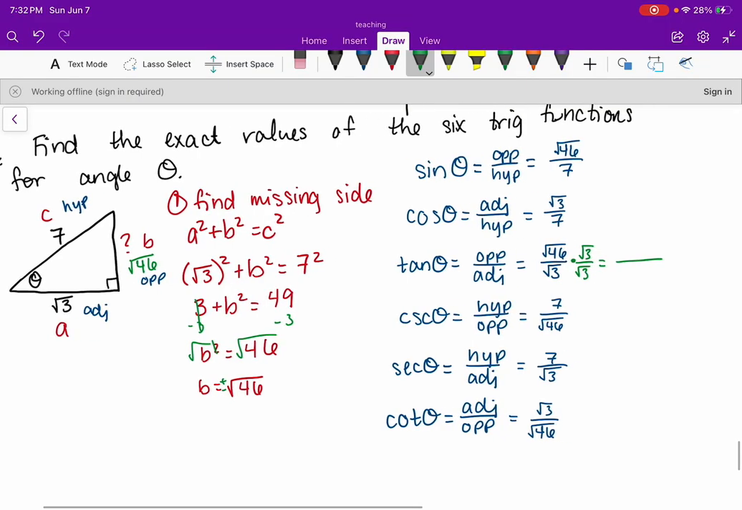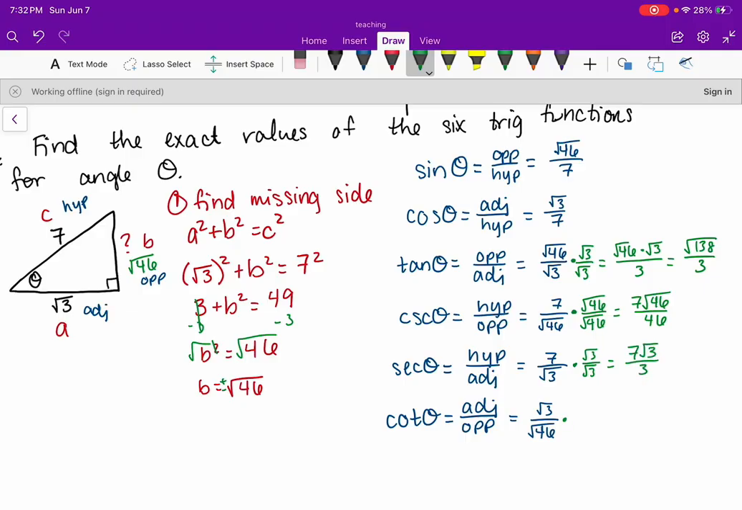So that's going to give me square root 46 times square root 3 over 3. Let me think for a moment if square root 46 can simplify at all. It cannot. I was just trying to think for a moment if it could reduce. So that's going to be square root 138 over 3. This one I have to multiply by root 46 over root 46. So this would be 7 root 46 over 46. This one I'll multiply by root 3 over root 3. This is 7 root 3 over 3. And this one, root 46, so I get root 138 over 46.